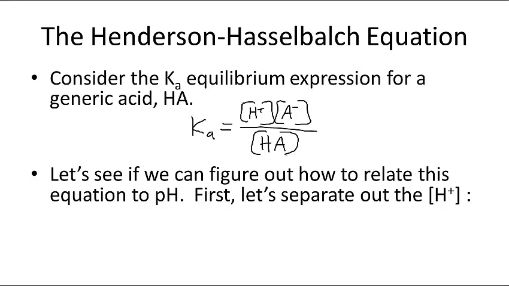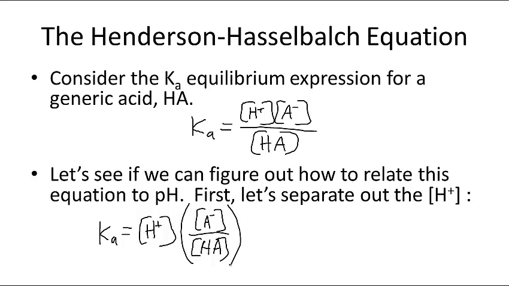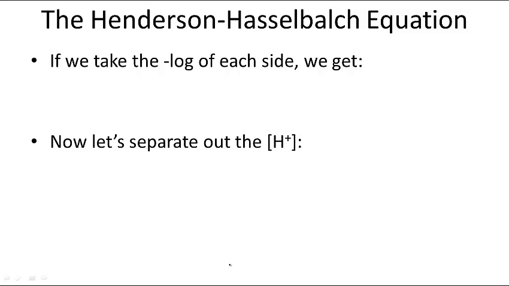So all they did is they rewrote this equation as, okay, Ka equals concentration of H plus times concentration of A minus over HA. It's the associative property. They applied the associative property. Correct me if I'm wrong. Still the same equation. Then what they did is they took the negative log of each side.